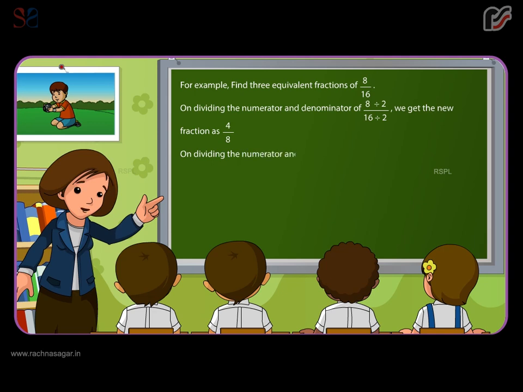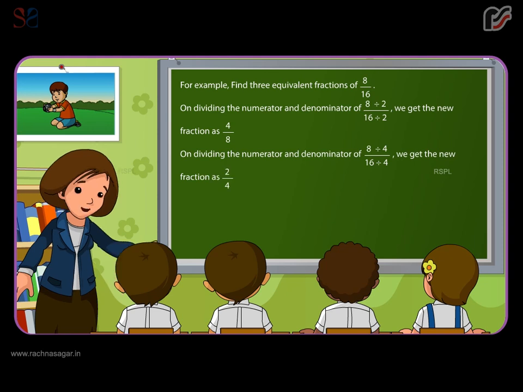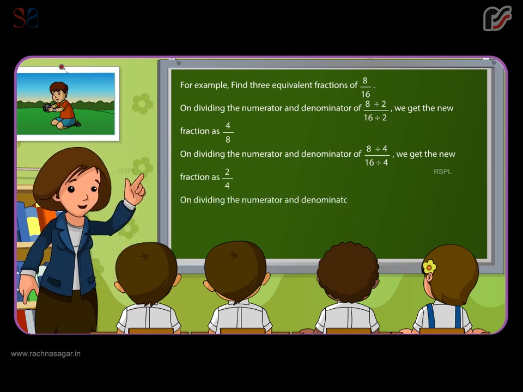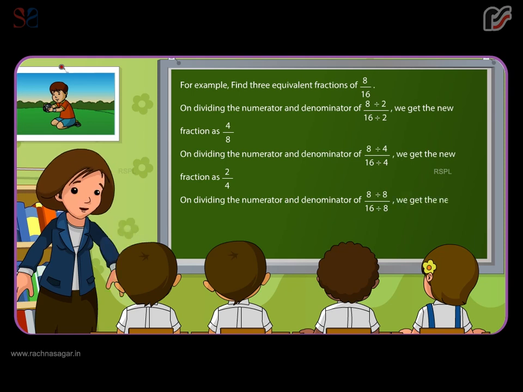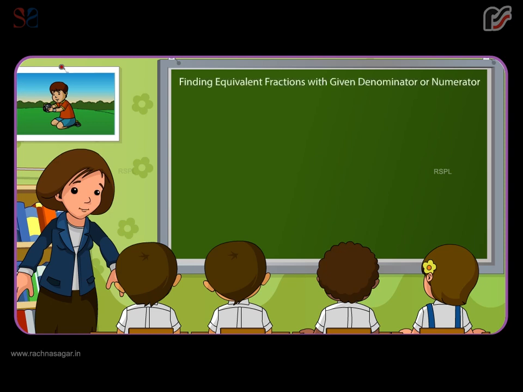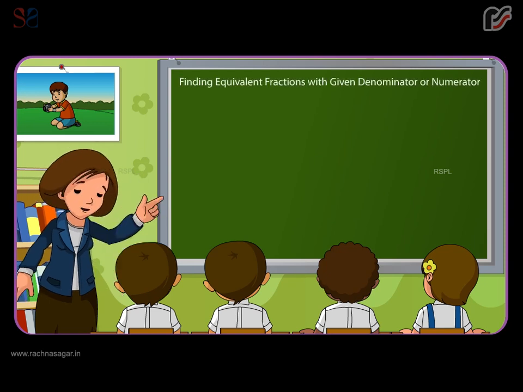On dividing the numerator and denominator of 8 by 16 by 4, we get the new fraction as 2 by 4. On dividing the numerator and denominator of 8 by 16 by 8, we get the new fraction as 1 by 2. Finding equivalent fractions with given denominator or numerator.